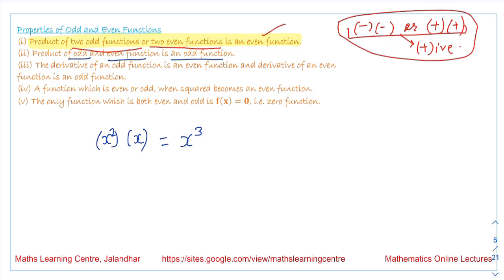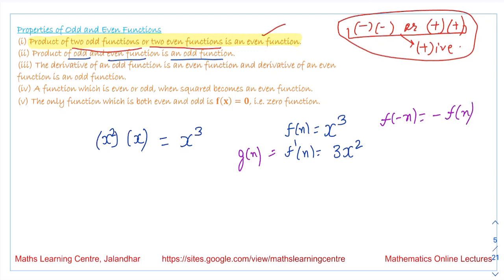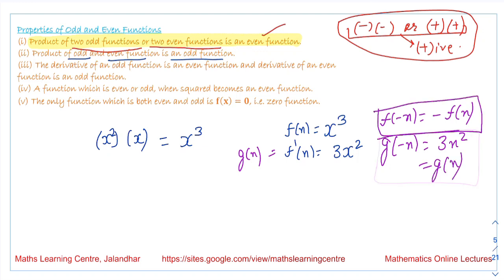Next, the derivative of an odd function is an even function. Suppose I am talking about the function f(x) is equal to x cube, f dash x is equal to 3x square. Call this g of x. So what is f of minus x? That is equal to minus f of x. What is g of minus x? That is equal to 3x square, which is equal to g(x). So if the given function is an odd function, then its derivative is an even function. Similarly, the derivative of an even function is an odd function.